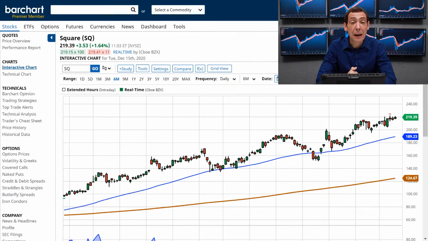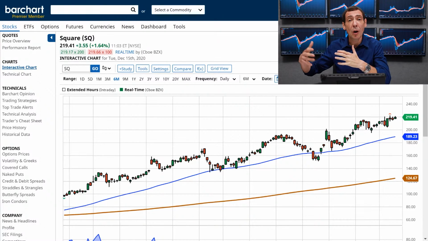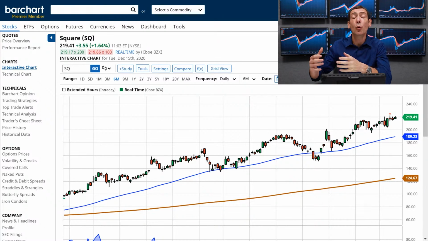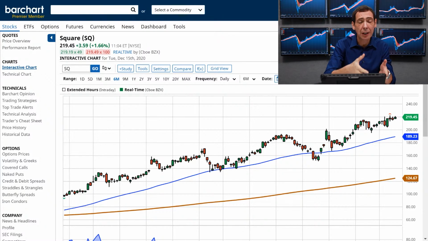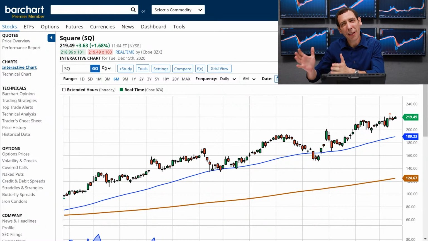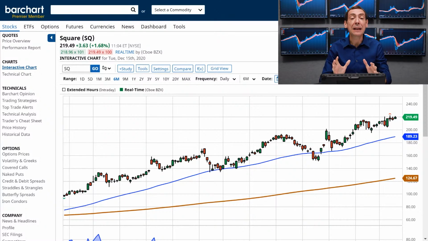It's a payment processor. More people working from home, more people shopping online, more people will use Square to process payments. But even if people go out, it doesn't mean that Square is going to have less market capitalization. Traditional stores can use Square to process their payments too, although it's a little less likely. But again, the stock is up.